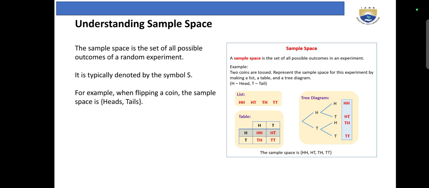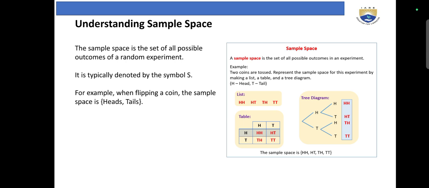Two coins are tossed. Make the sample space for the experiment by making a list, a table, or a tree diagram. The list: head-head, head-tail, tail-head, tail-tail. In the tree diagram, head branches to head and tail, and tail branches to head and tail. The outcomes are HH, HT, TH, TT. The sample space is HH, HT, TH, TT. We can also include the table.